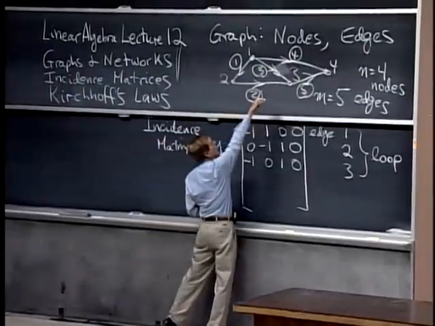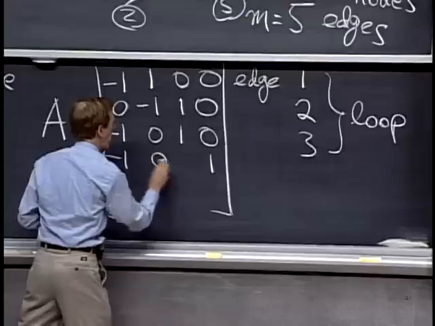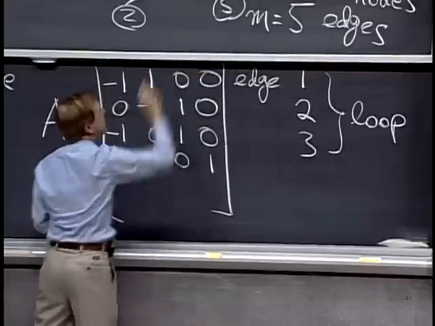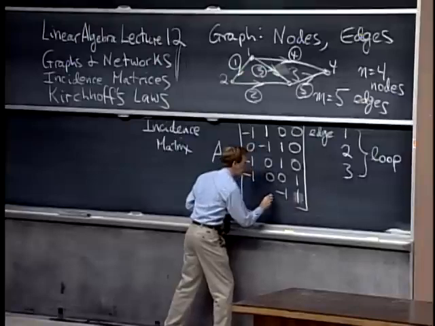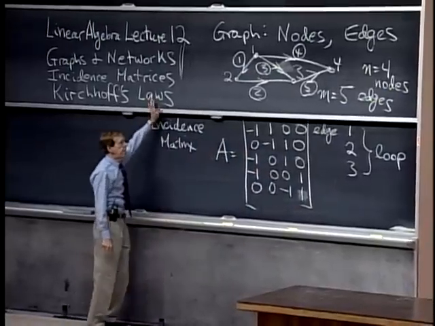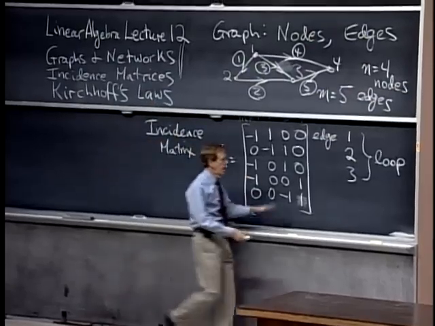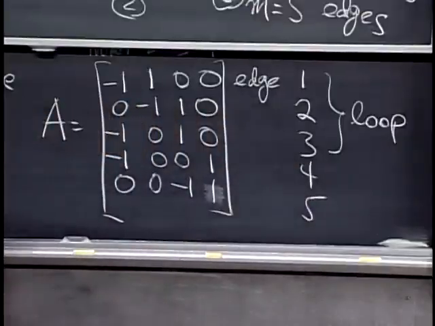Okay, let me complete the incidence matrix. Number 4, edge 4 is going from node 1 to node 4. And the 5th edge is going from node 3 to node 4. Okay, there's my matrix. It came from the 5 edges and the 4 nodes. And if I had a big graph, I'd have a big matrix.